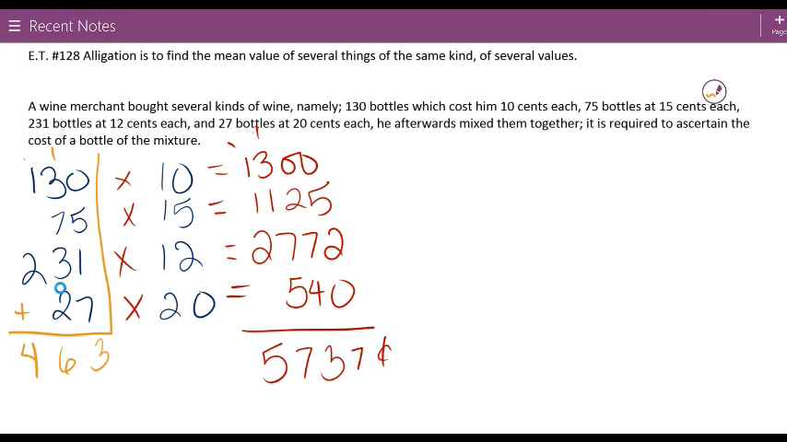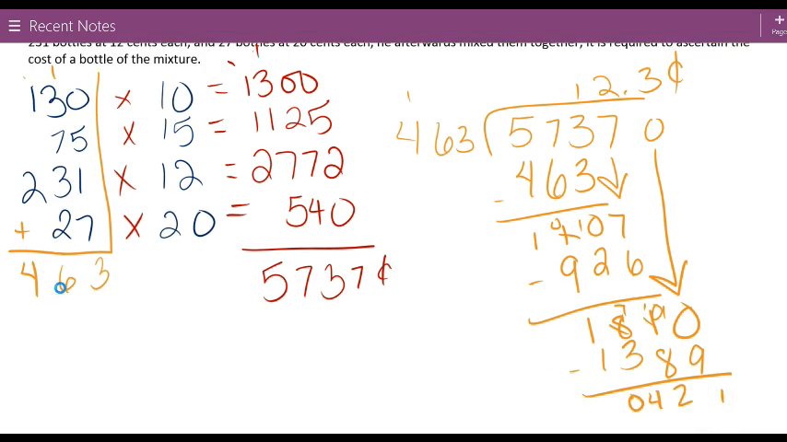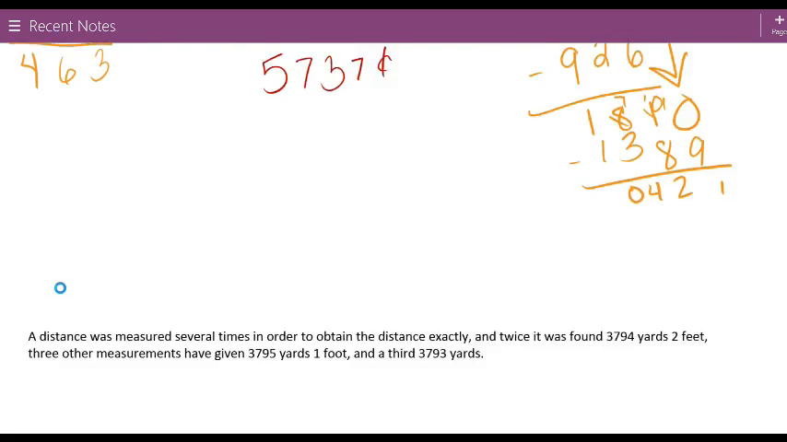Okay, so now we have a total of 5,737 cents that was paid for 463 bottles of wine. So now we're just going to divide the total amount that was paid by the number of bottles. You can continue much farther to find the end of this decimal, but we're just going to say that it was 12 and 3/10 of a cent per bottle. Alright? So again, what we did, we just added up the total cost of all the bottles of wine and divided by the number of bottles that there were.